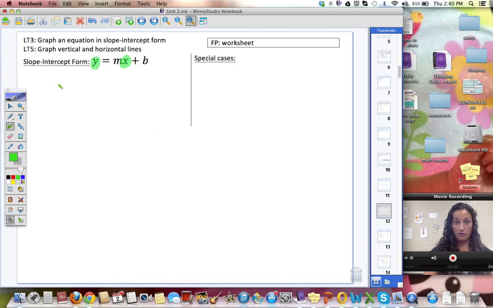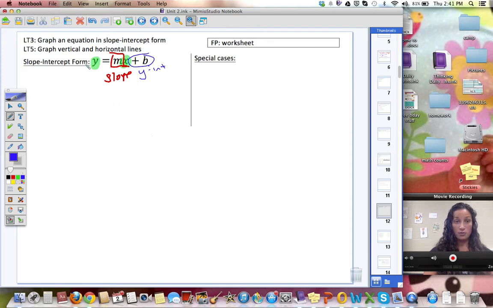They won't ever change. They will always say x and y. Those will never be numbers. But here, we have m and we have b. M is always next to x, and that is our slope. And then this number over here is our y-intercept. So the number not touching the x is our y-intercept.